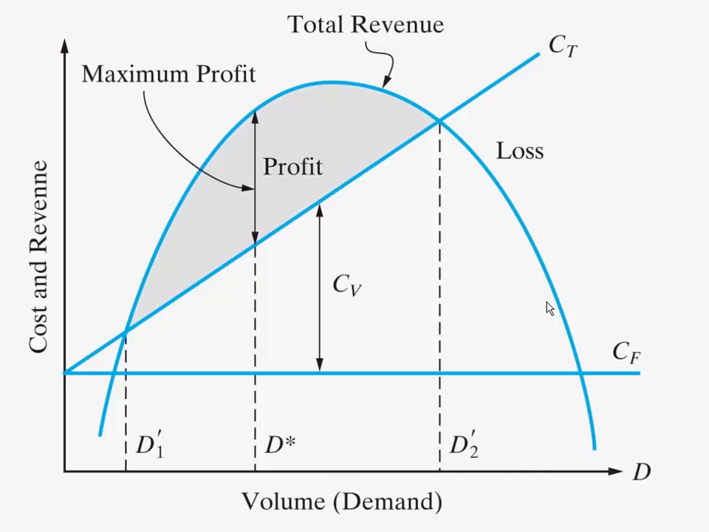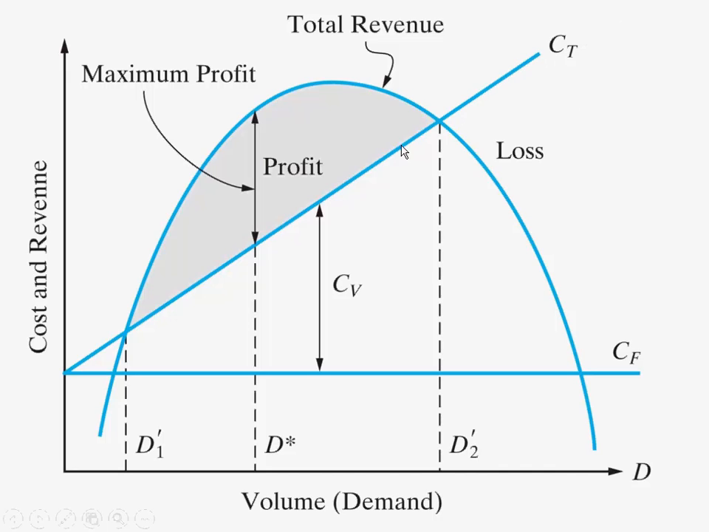Okay, C sub F stands for what? Fixed cost. And you'll notice that no matter if we have a low volume or a high volume, our fixed cost is the same. So that usually has to do with rent or whatever the expenses are that aren't related to how productive our enterprise is.